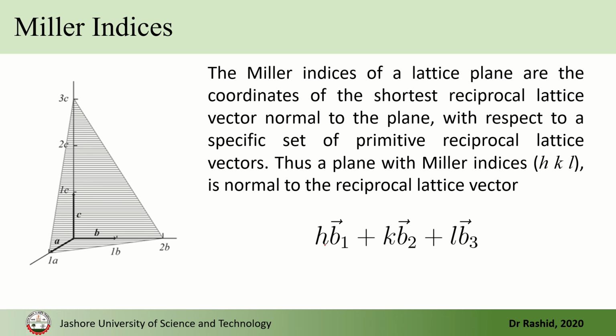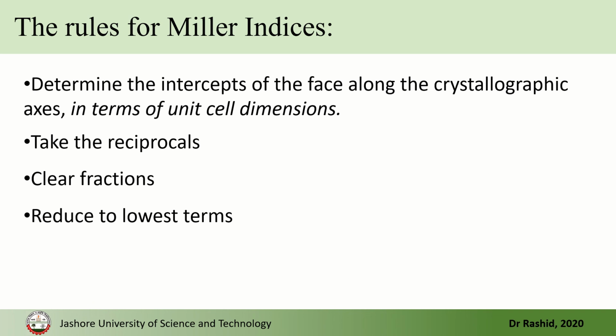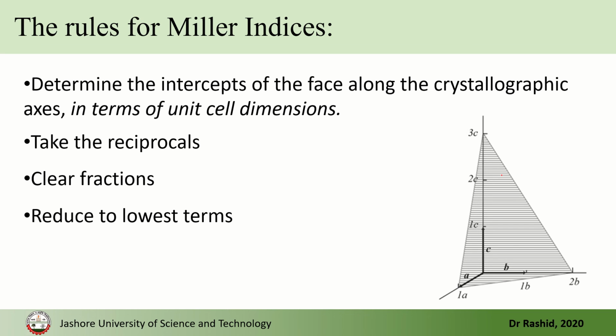So, the numbers multiplied with these reciprocal vectors, that is, the primitive reciprocal lattice vectors, are written this way, and this is called Miller indices. So, if we look at this plane, it is intersecting at one unit in this direction, say this is the x direction, this is the y direction, and this is the z direction. Then this is intersecting at 2 units, and this is intersecting at 3 units.